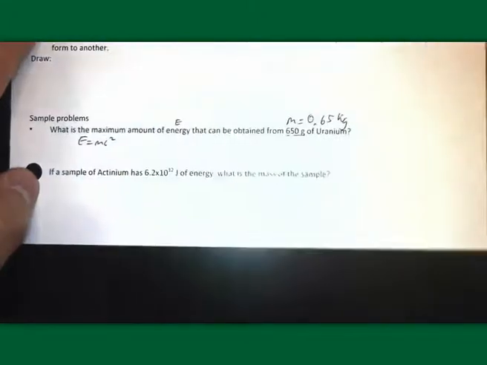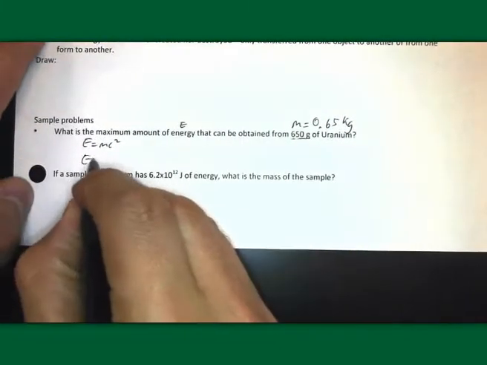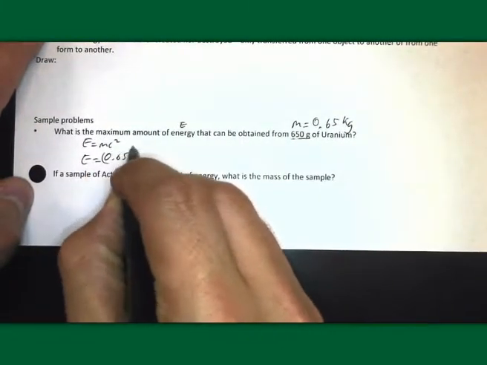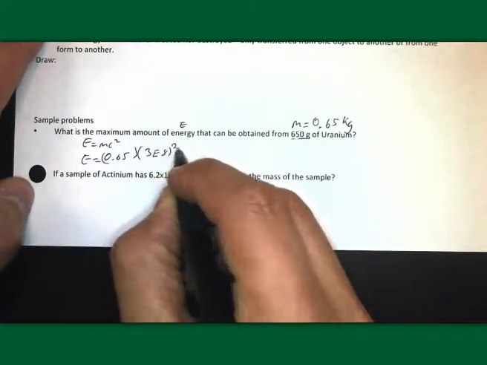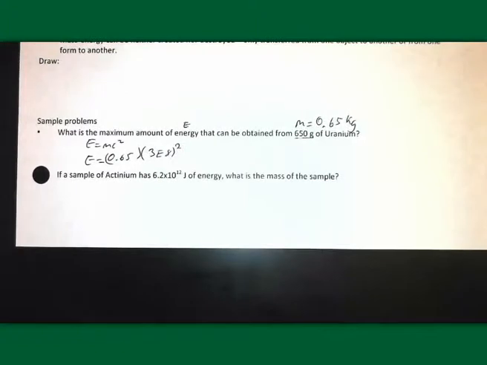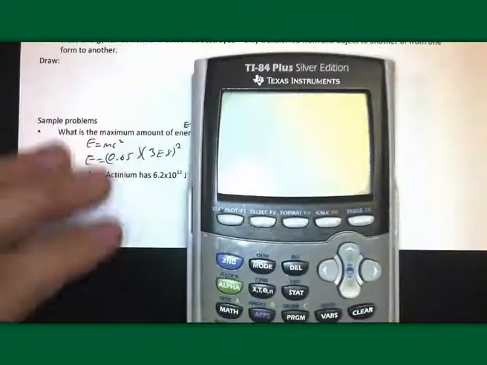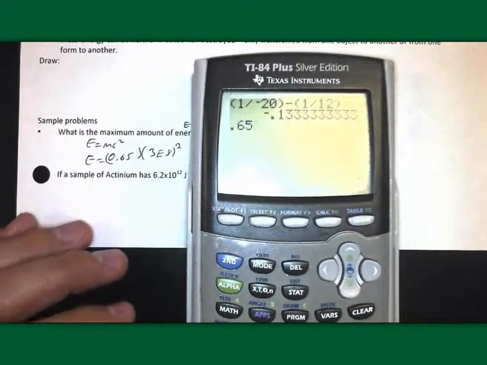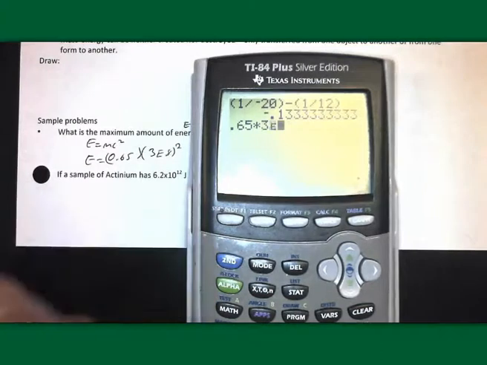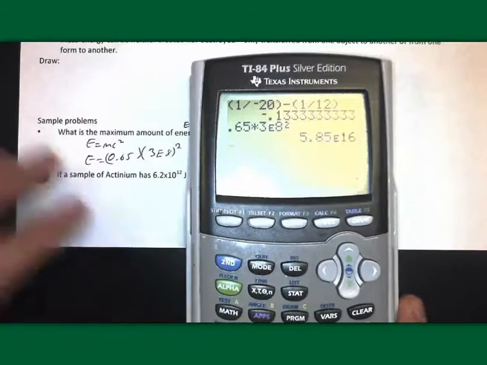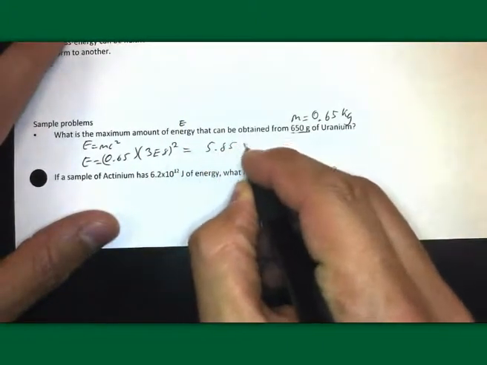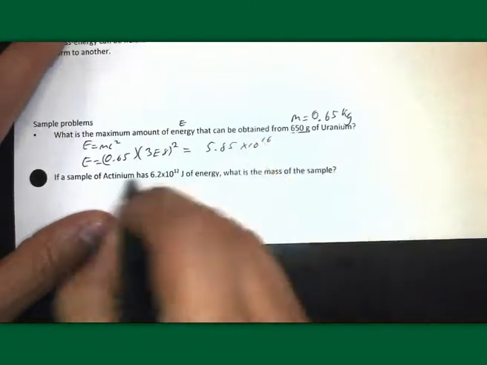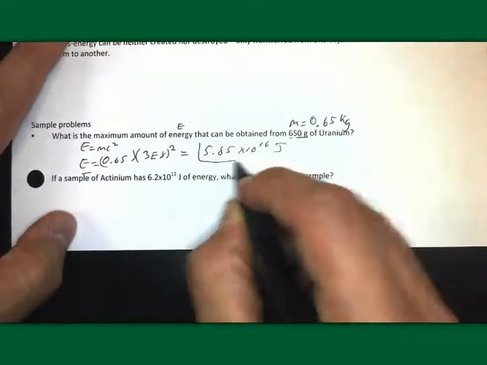Let's do this. So energy equals 0.65 is the mass. C is 3 times 10 to the 8th, and it's squared. Don't forget the squared, it's very important. Put that in your calculator: 0.65 times 3 times 10 to the 8th squared. 5.85 times 10 to the 16th power. This is energy. Units for energy are always joules.